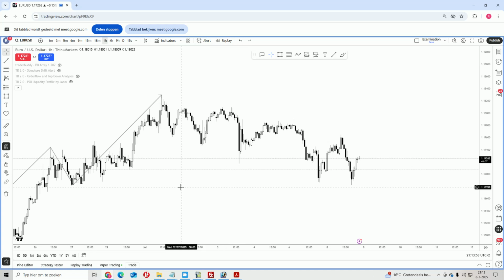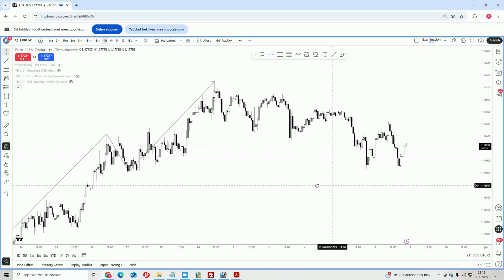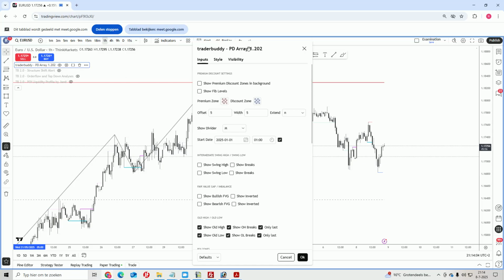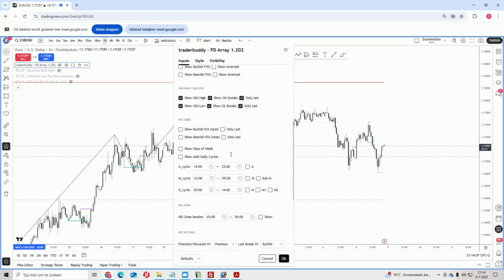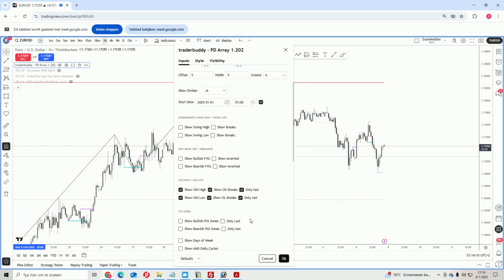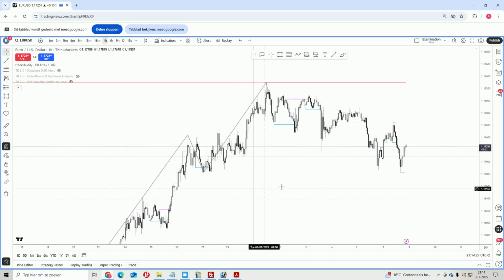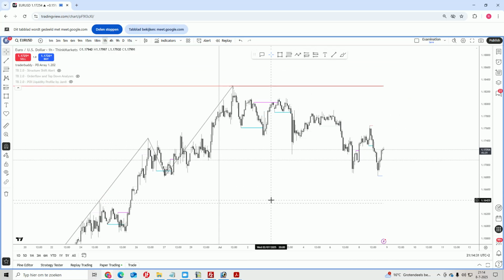So we're not going to go over that, but what I want to go over is the Trader Body PD array indicator, because in the settings there's a whole bunch of possibilities, but if we want to mark out structure we're not going to use anything except the old high and the old low. Then we mark off all these options. So we show the old high and the breaks of the old high, and we only show the last. What is that going to do? That's going to give you your zigzag pattern, so to say.